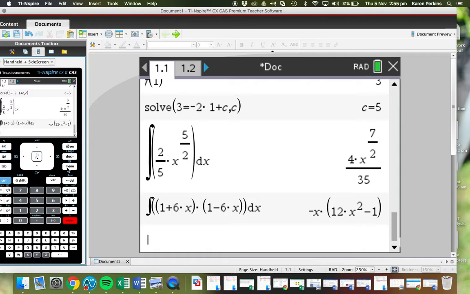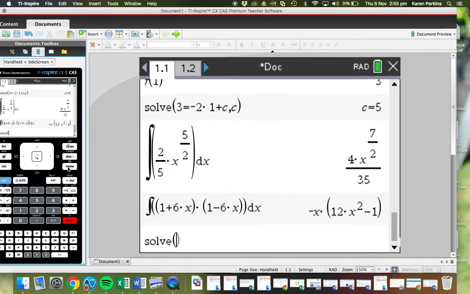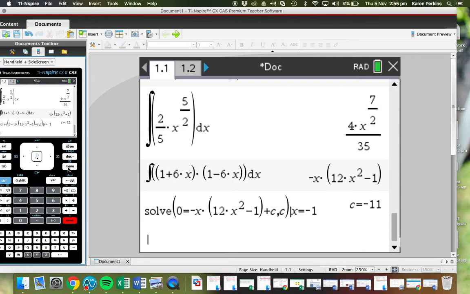We know it goes through minus 1, 0. So let's go menu, 3, 1. Y is 0 when it's this plus c. We want to solve that for c, and we know that x is -1. So you get c is minus 11, and that matches option A.